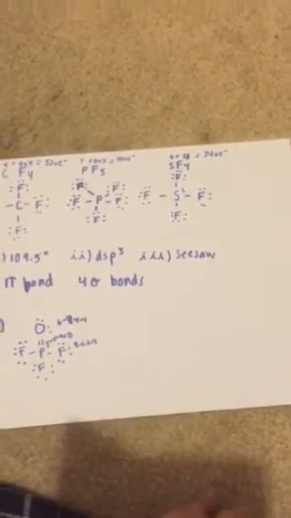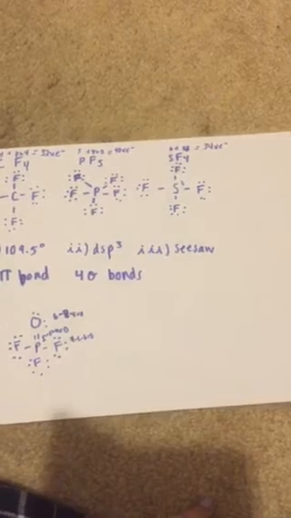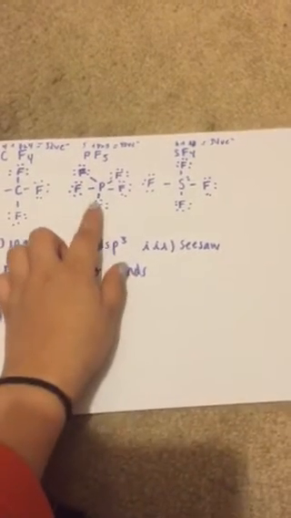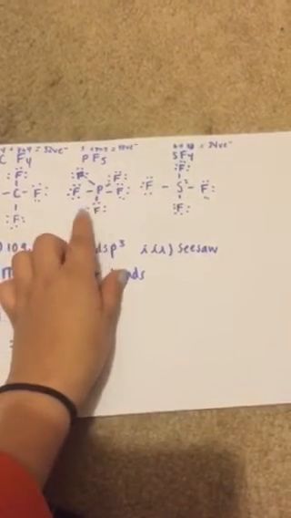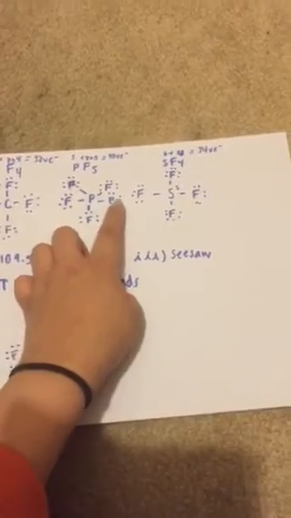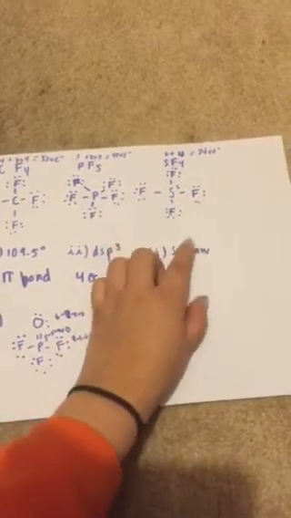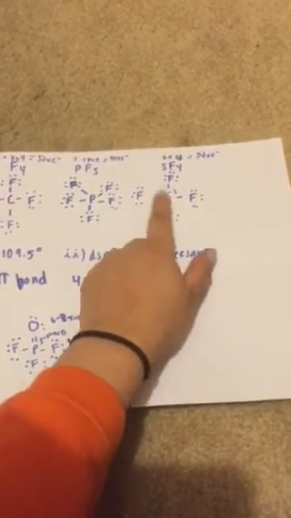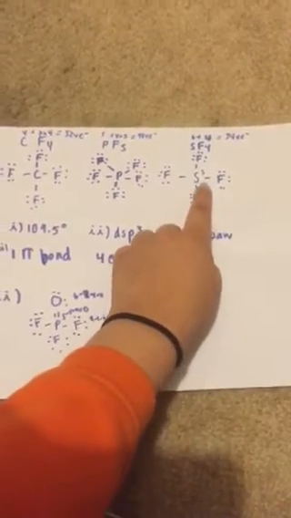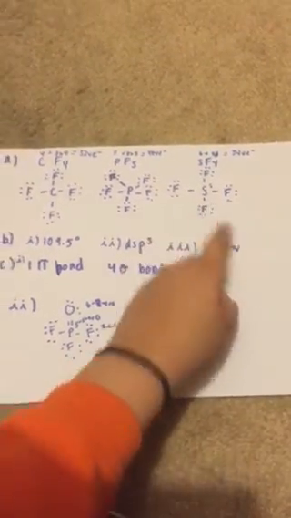So again, I counted the valence electrons, which was 40, so I knew that it would just be 5 Fs attached to the P with single bonds. So 8, 16, 24, 32, 40 valence electrons. And then for SF4, I knew there was going to be 34 valence electrons, so it would be 4 single bonds, 8, 16, 24, 32, and you'd need to add 2 more electrons, so I just added the lone pair right there.